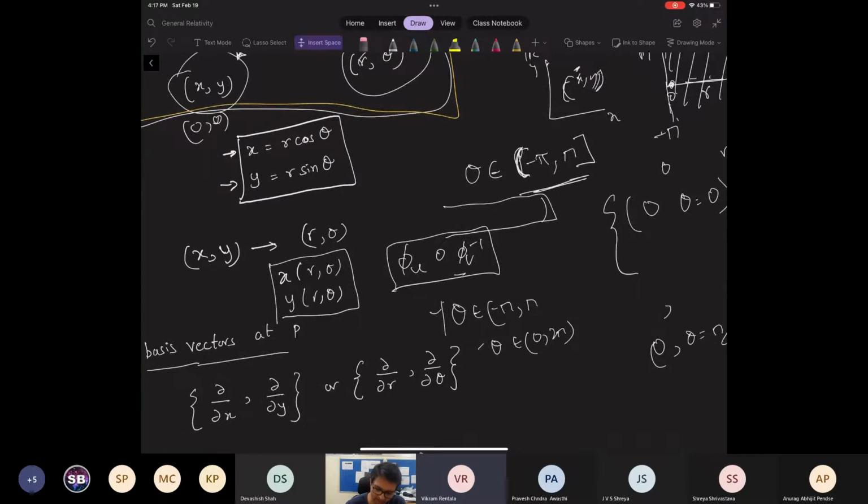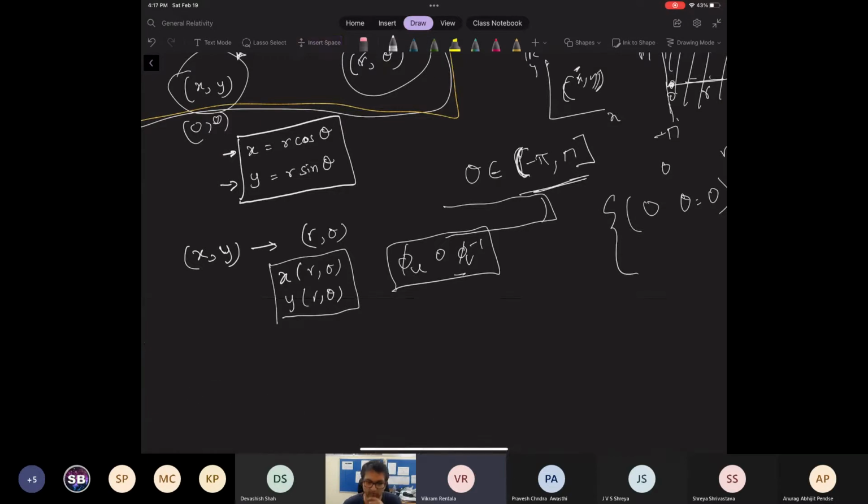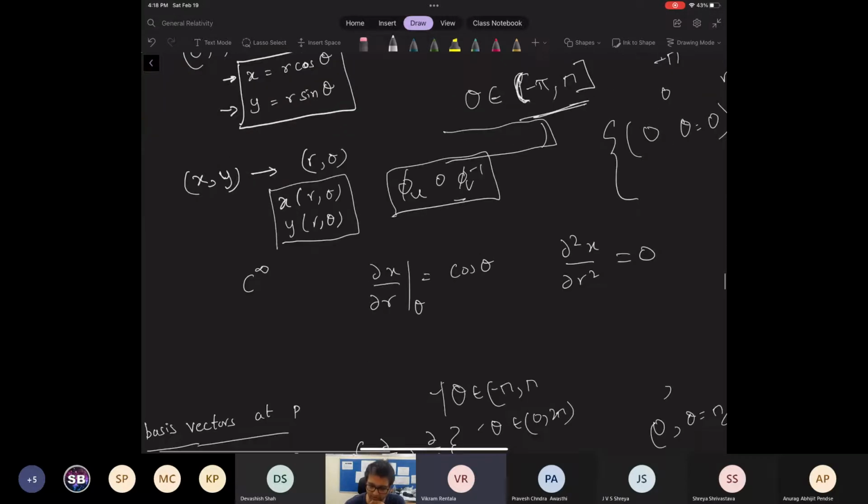And now the claim is that these functions have to be C infinity. If this is a manifold, they have to be infinitely differentiable, and you can check that. If I differentiate x with respect to r, keeping theta constant, I get cos theta. If I differentiate it again with respect to r, I get 0. Obviously if you differentiate more and more times, you'll still get 0.